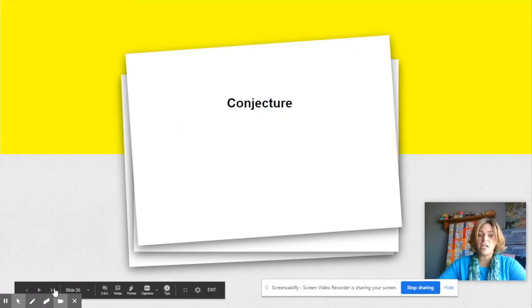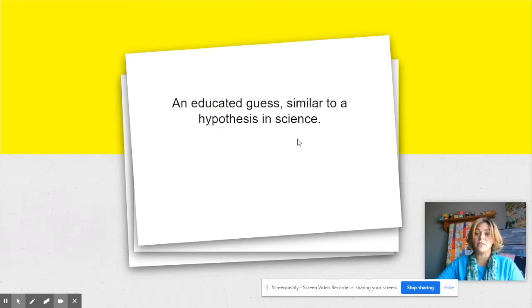Conjecture. Conjecture is one of those things that it's like a well thought out plan with some reasoning, or I think this because. A conjecture in science is called a hypothesis. So in math, it's called a conjecture. So it's similar to in science, but it's a well thought out or educated guess.